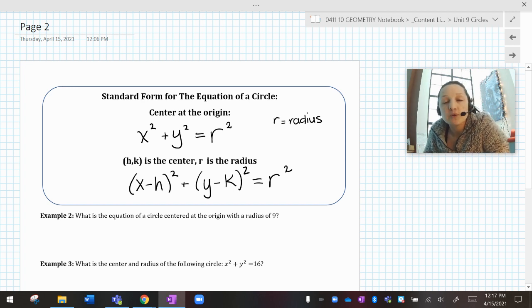What I often tell my students is, if you want to write the equation of a circle, it's something squared plus something squared equals r squared, where you negate the center and you square everything.